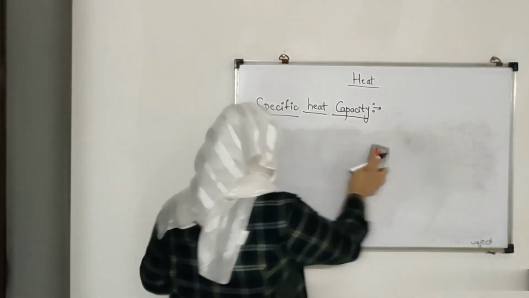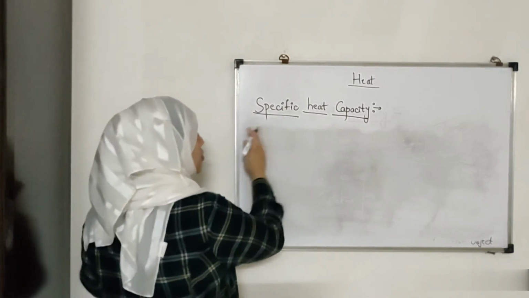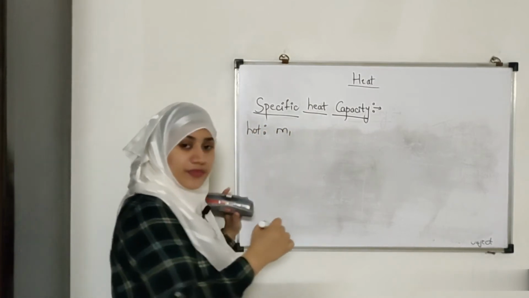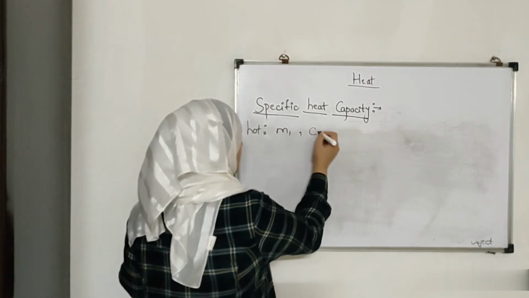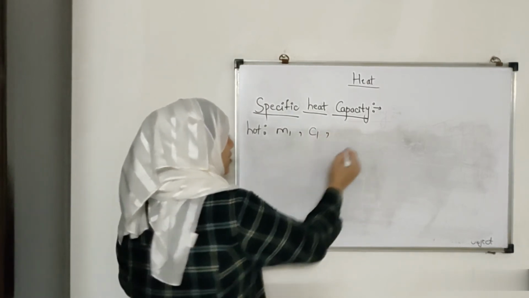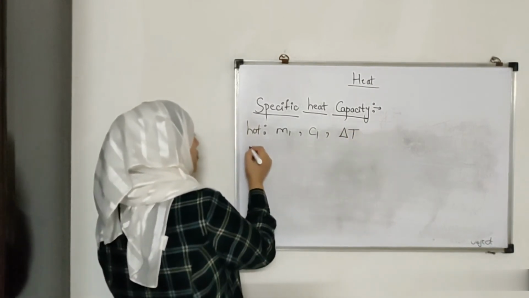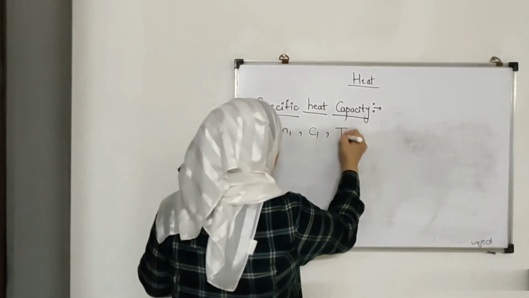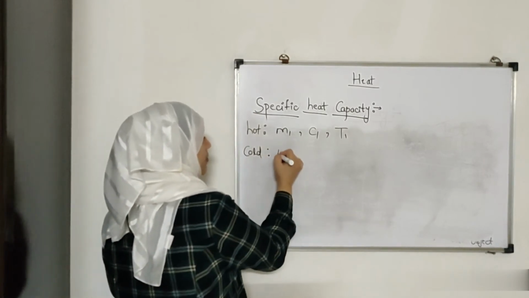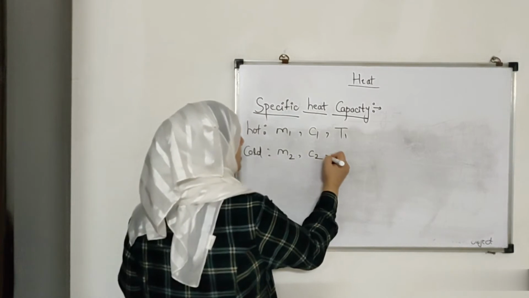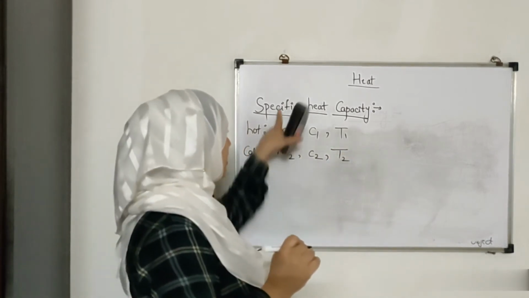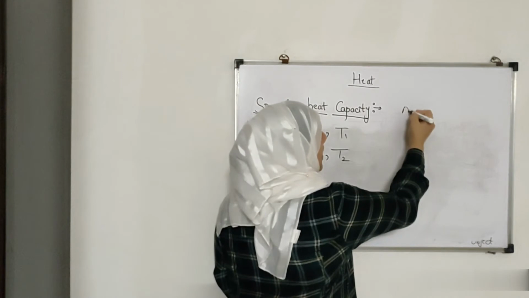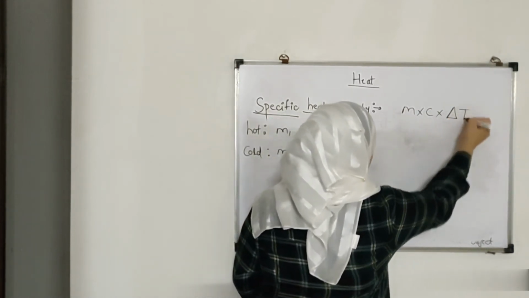Let me consider two substances. For the hot substance I am considering a substance of mass M1, specific heat capacity C1, and the change in its temperature is delta T. This hot object is at temperature T1. The cold object is of mass M2, specific heat capacity C2, and its temperature is T2. The energy lost or gained is nothing but M into C into the difference in temperature.